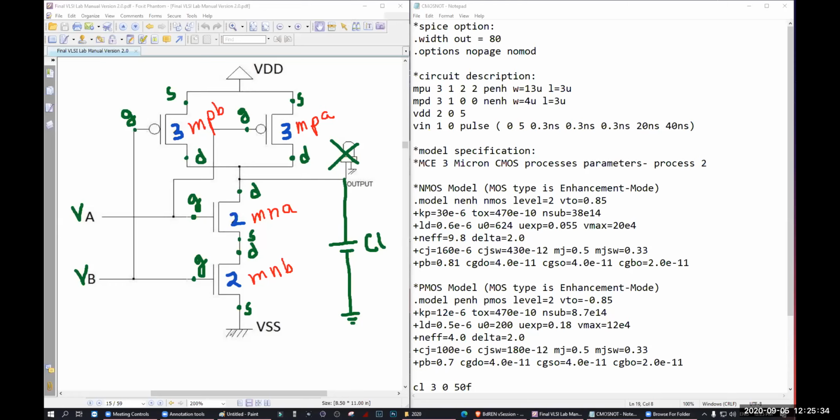Now, at first, what node do we have? We have a node here that is 0. Yes, ground, 0. This is the 0 node. This is also 0. Next what? Our input is 1. Which one is 1? The A is 1. So this part is node 1. This one is 1, right?